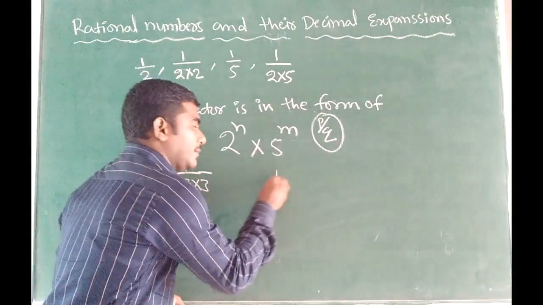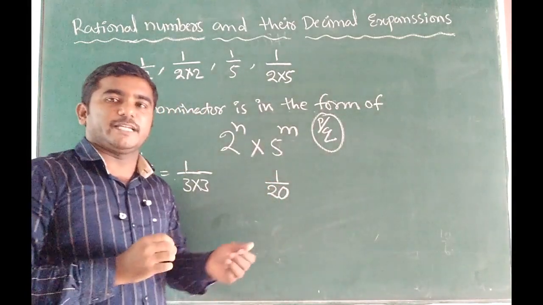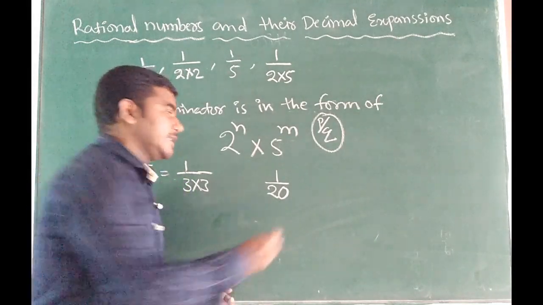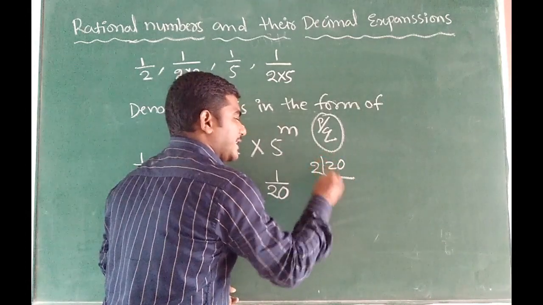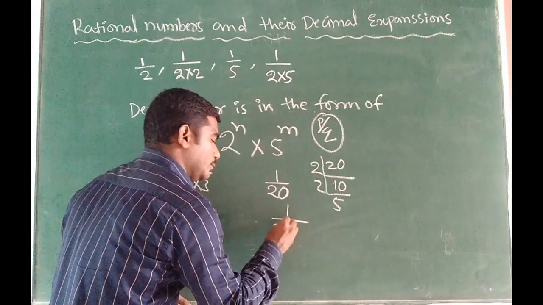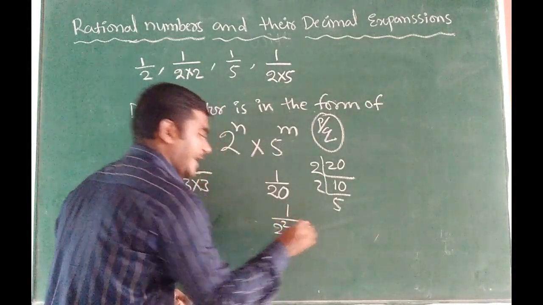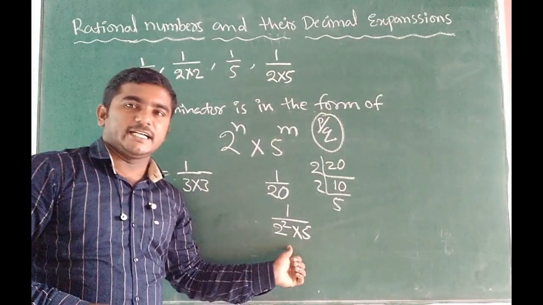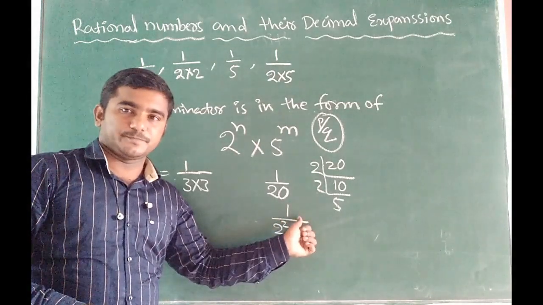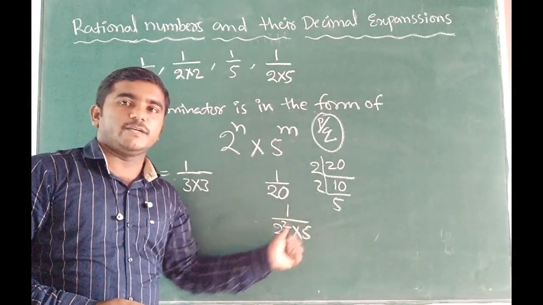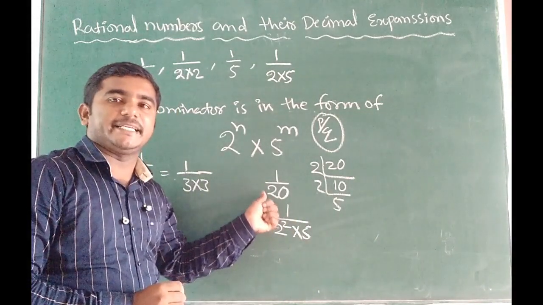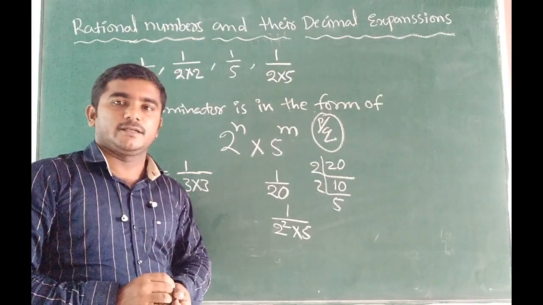Understand? For example, I am taking 1 by 20, or 3 by 20, any number. Is it terminating or non-terminating? How can you check? First, the prime factorization of 20: 2 into 2 into 5, that is 2 square into 5. It is in the form of 2 power n into 5 power m, 2 power 2 into 5 power 1. Only 2 and 5 are the factors, so it is a terminating decimal.